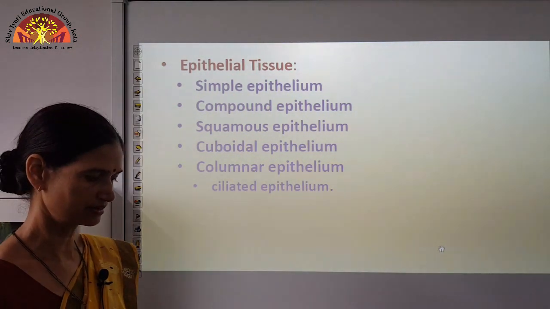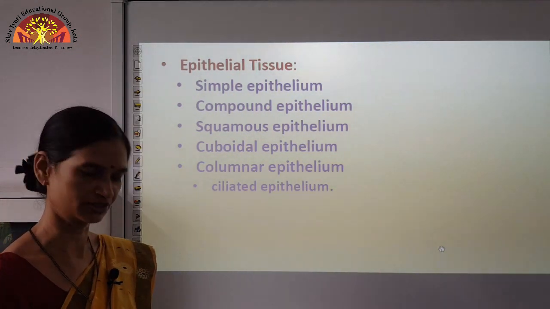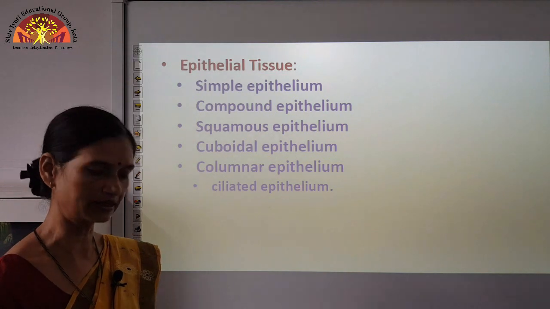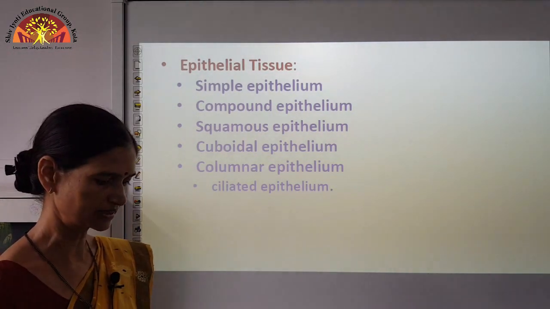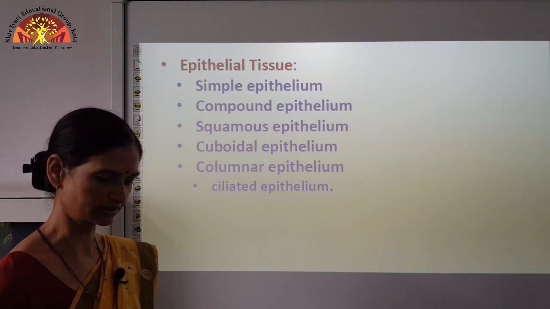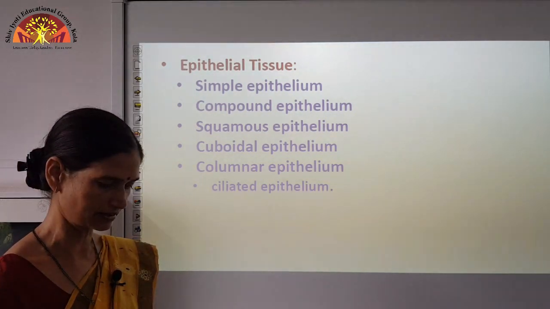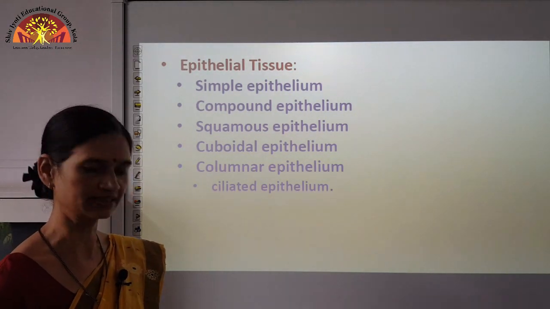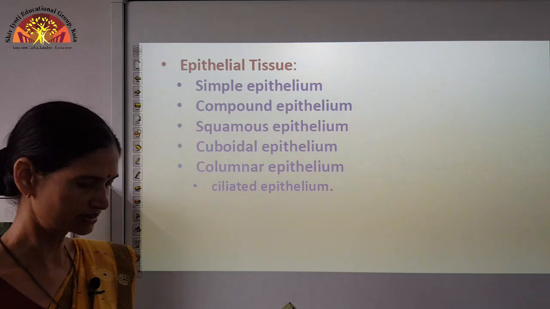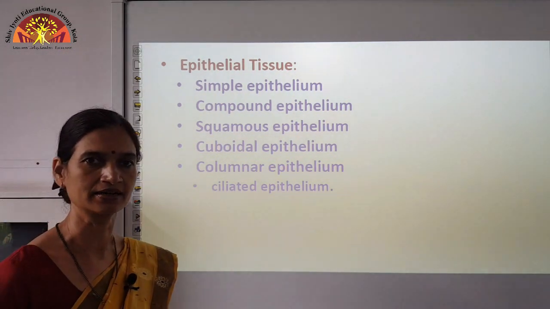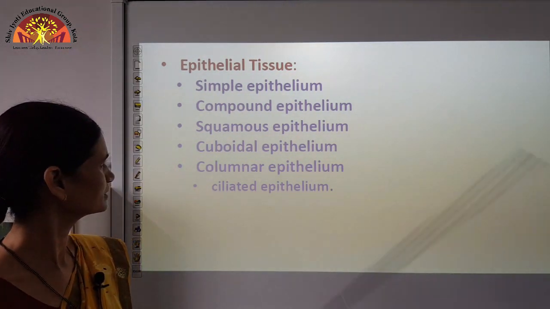Second is cuboidal epithelium. You can see the diagrams of these tissues also, page 101, figure 7.1. Different figures are given which are showing: A is squamous epithelium, B is cuboidal, C is columnar and D is columnar cells bearing cilia. So, we are discussing cuboidal epithelium.